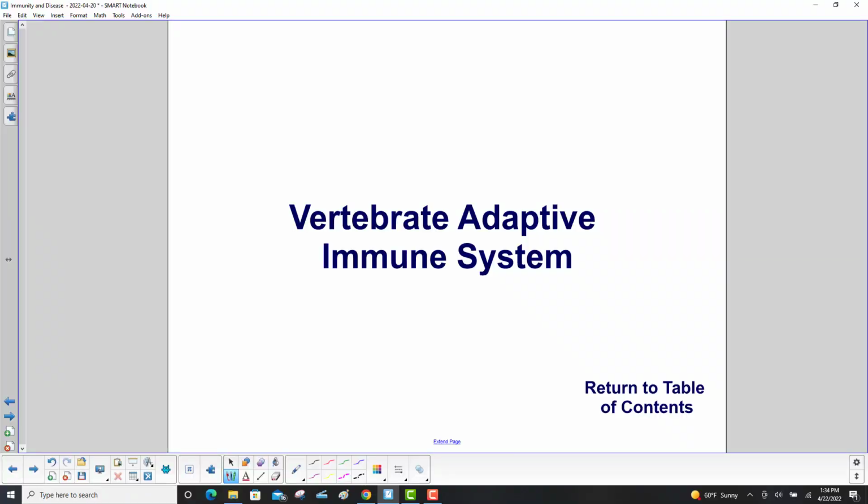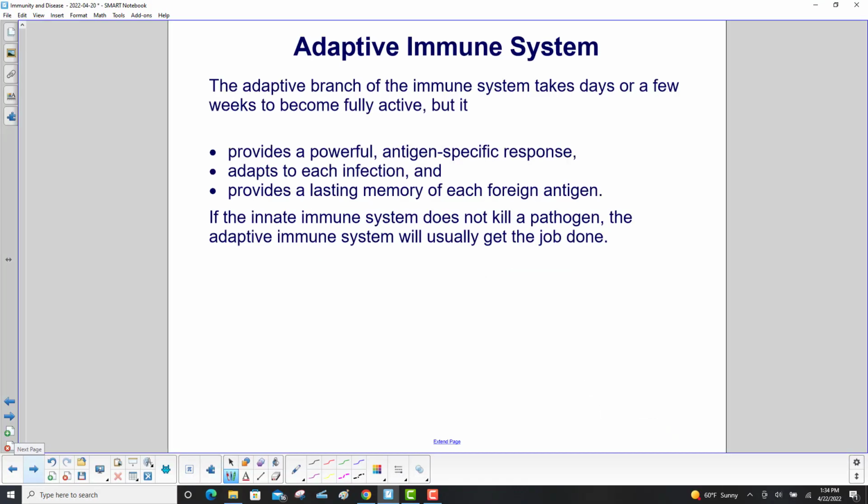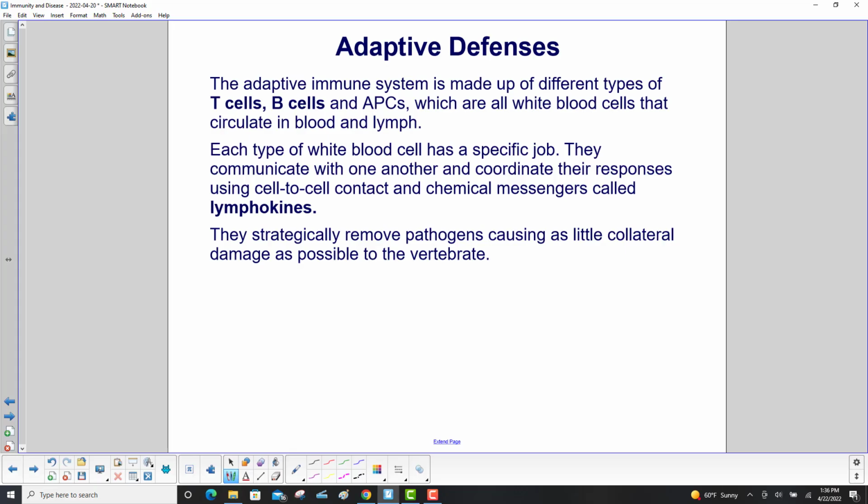Vertebrate adaptive immune system. The adaptive branch of the immune system takes days or a few weeks to become fully active, but it provides a powerful antigen-specific response, it adapts to each infection, and provides a lasting memory of each foreign antigen. If the innate immune system does not kill a pathogen, the adaptive immune system will usually get the job done. The adaptive immune system is made up of different types of T cells, B cells, and APCs, which are all white blood cells that circulate in blood and lymph.